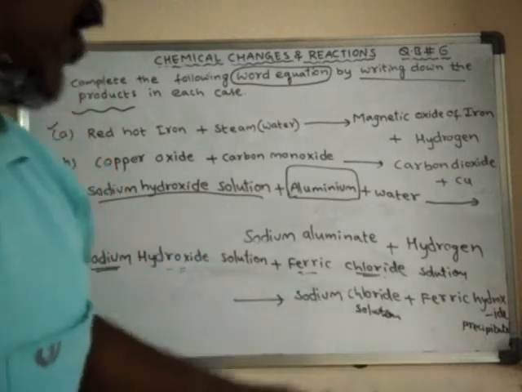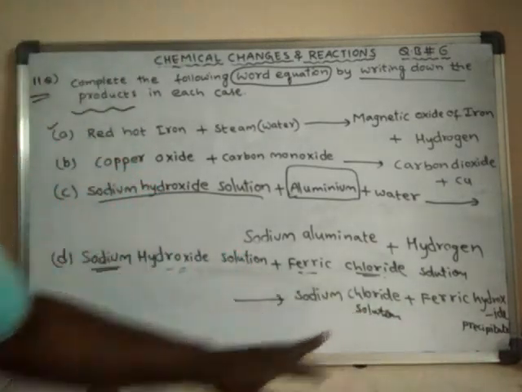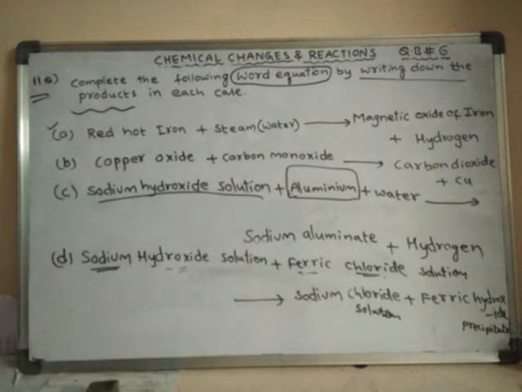So these are the products. This is a precipitate, and this solution is formed along with that. So this is the complete word equation for this chemical reaction. Like this, different word equations can be completed.